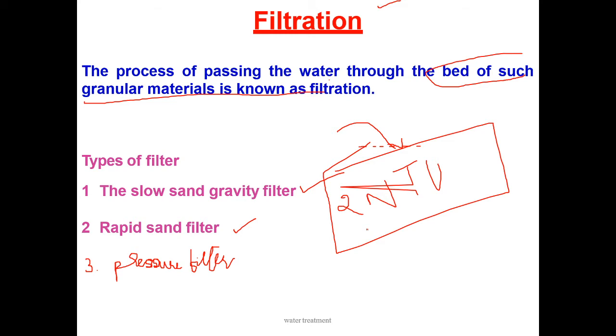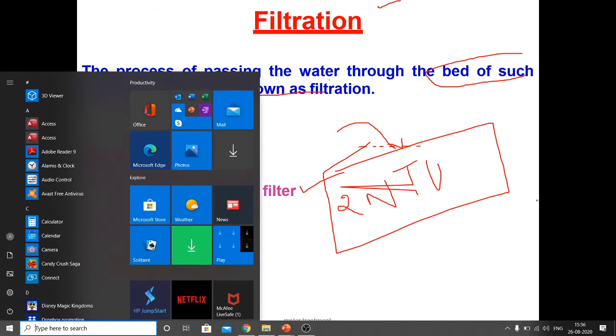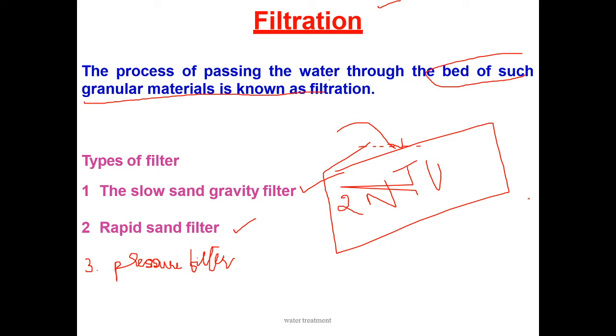Okay, next one is, if the turbidity is more, you have to conduct the filtration process. If there is no floc, if there is pure water, this filtration process is not required. In the filtration process we have three types of filters. First one is the slow sand filter, next one is the rapid sand filter, the other one is the pressure filter.